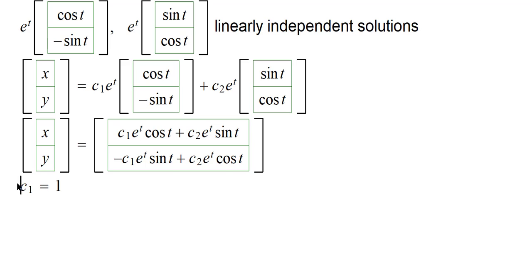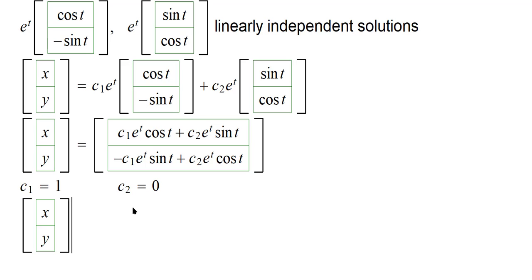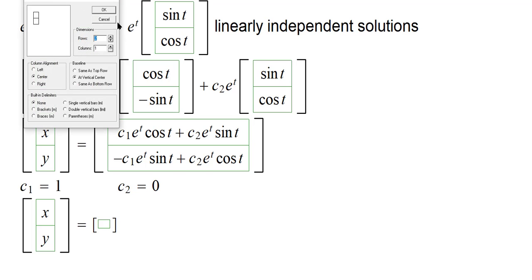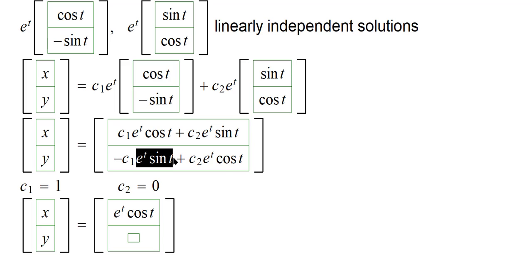So we will take a very basic situation. Say we are taking C1 equals 1 and C2 equals 0. What will happen in that case is that this vector, C1 is 1, so we get e to the t cosine t, and here we will get negative e to the t sine t, right?